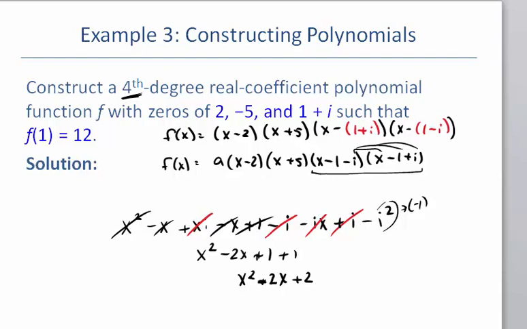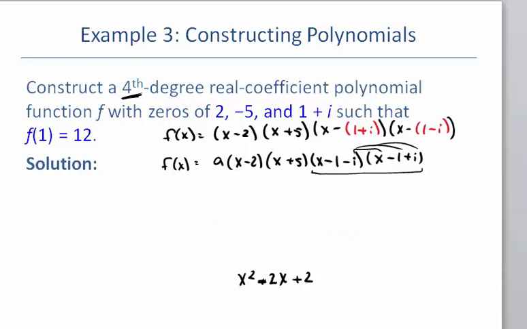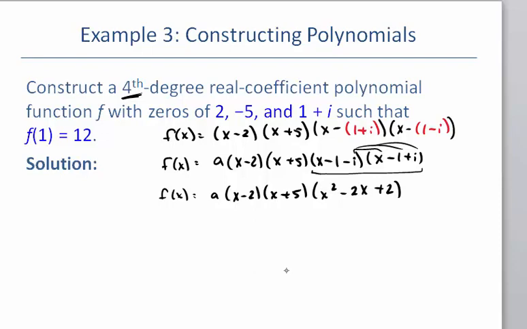All right, so x squared minus 2x plus 2. So let's take our function and let's rewrite it that way, so that we don't have an i to worry about, and we can plug stuff in a little bit easier. All right, so now I am going to plug in my 1 and my 12, and let's see what we end up getting. I am going to put the 12 in for the f of 1. I'm going to leave the a, and I'm going to plug in the 1 for the x's.